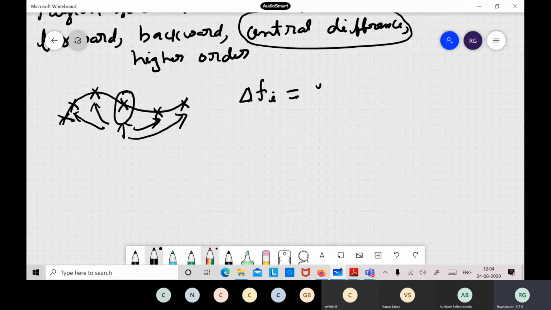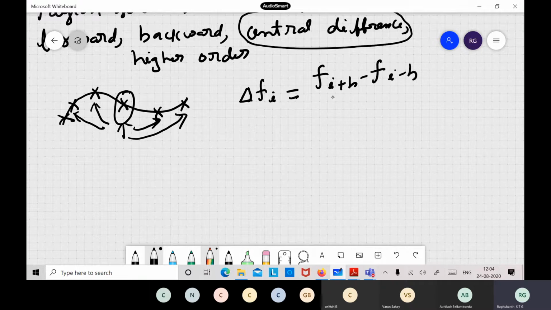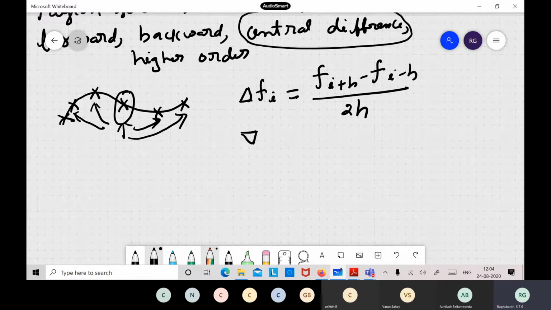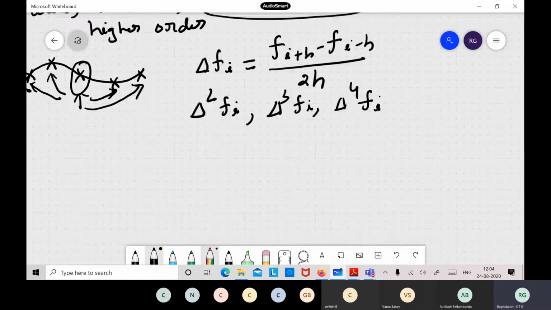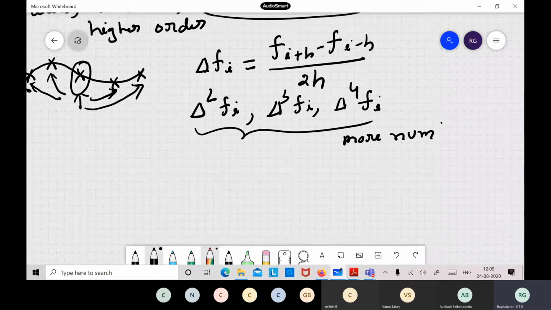If you have any function f, then f of i plus h minus f of i minus h divided by 2h is your central difference operator. Similarly we have written for higher order derivatives also in our last class. It's straightforward. Even del cube and del to the power of 4 we can do. But when you go for higher orders, more information, or more points, are required.